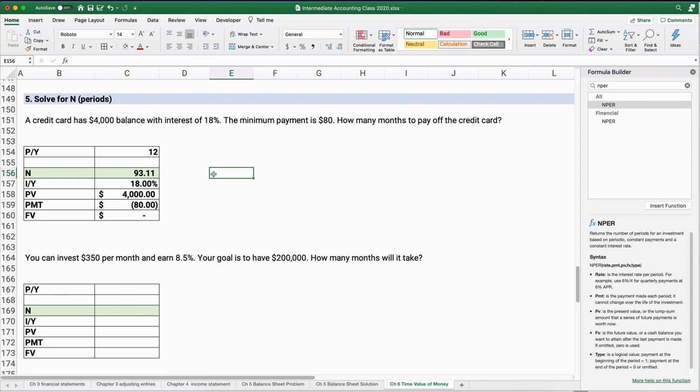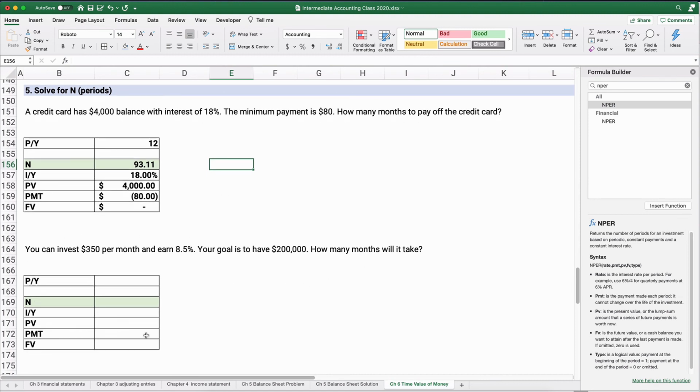Now, 93 months, if you take 93 divided by 12, that's almost 8 years. If you make the minimum payment of $80, it's going to take you almost 8 years to pay off that credit card. That's very expensive. So you need to know how to calculate that.